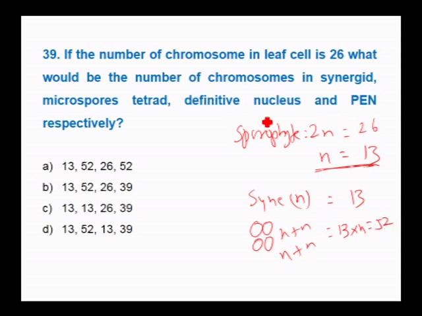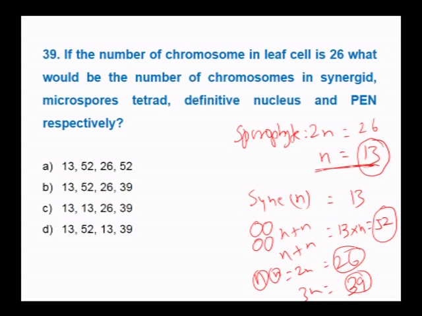Next, definitive nucleus. The definitive nucleus is formed by the fusion of 2 polar nuclei. It will be 2n. Therefore it should again be 26. Then the primary endosperm nucleus is 3n. So 3n is 26 plus 13. It will be 39. So it should be 13, 52, 26, 39. Therefore in the given options the answer is B, 13, 52, 26 and 39.